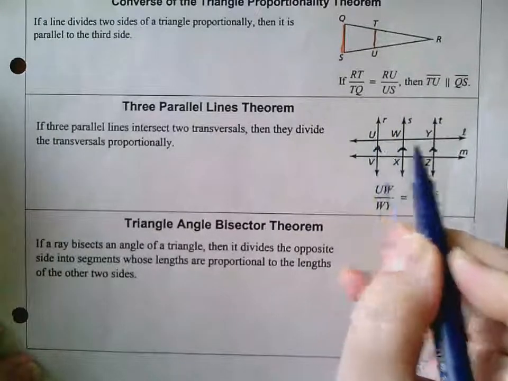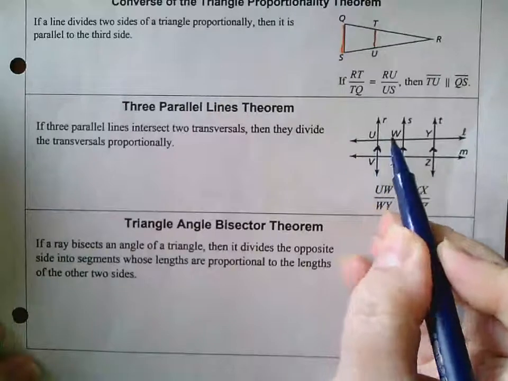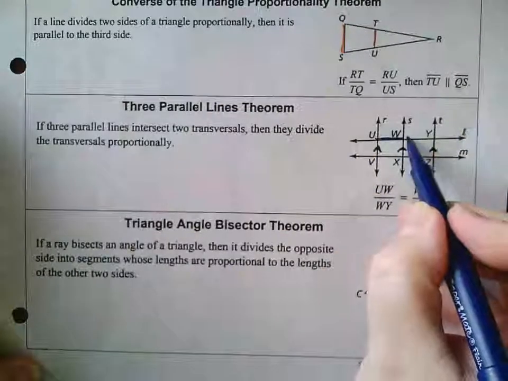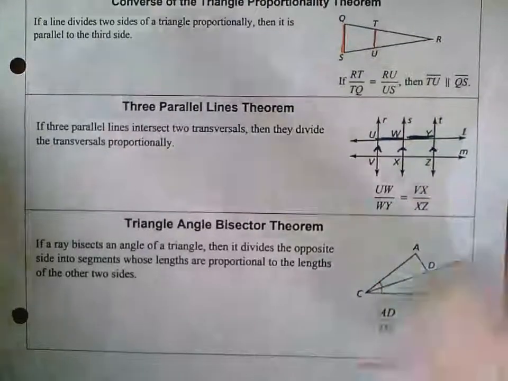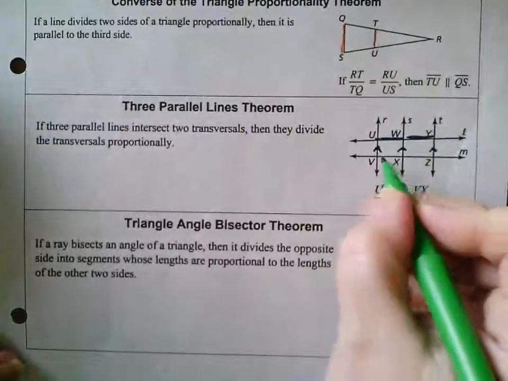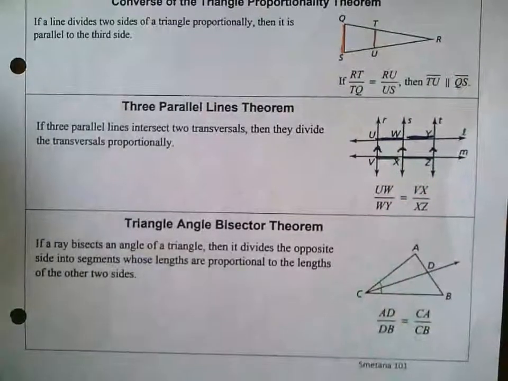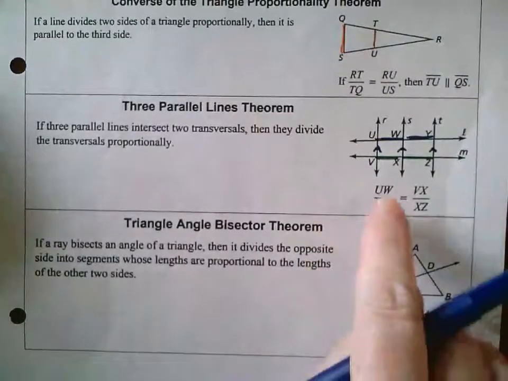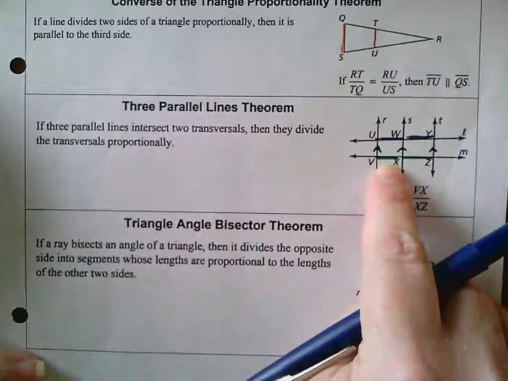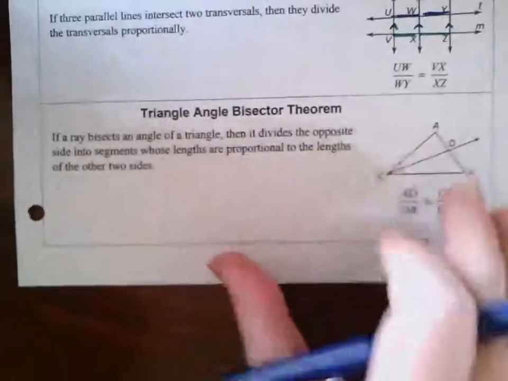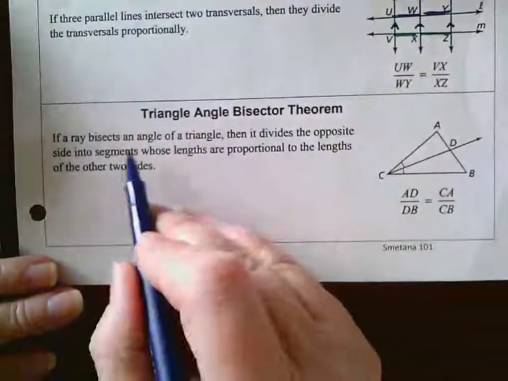So if these three lines right here, so UW right here, and YW right here, are going to be proportional to VX and XZ. And it makes sense because parallel lines will never intersect. Therefore, they're equidistant apart. Therefore, these have to be similar and proportional.